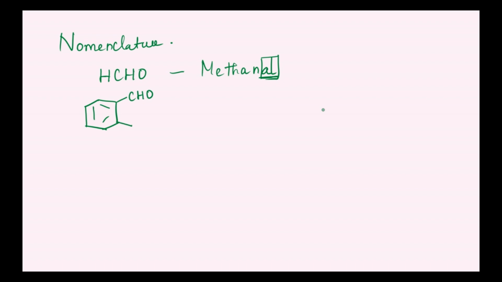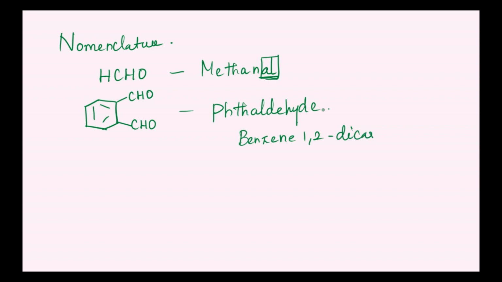An aromatic ring which has CHO two times. What is the name of this aldehyde? We must have encountered the carboxylic group attached to the benzene ring, but not the aldehyde group. This is called phthalaldehyde. If carboxylic groups are attached to it, then that is called phthalic acid. What about the IUPAC name? This is benzene-1,2-dicarbaldehyde.